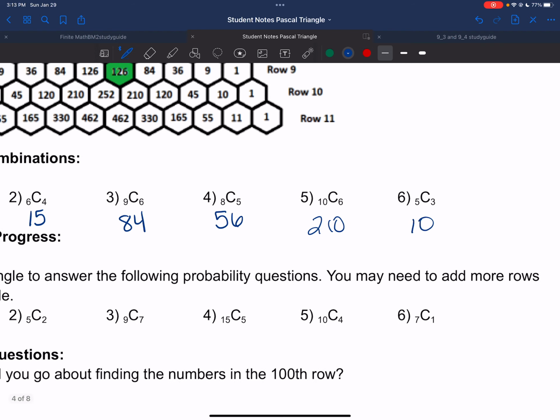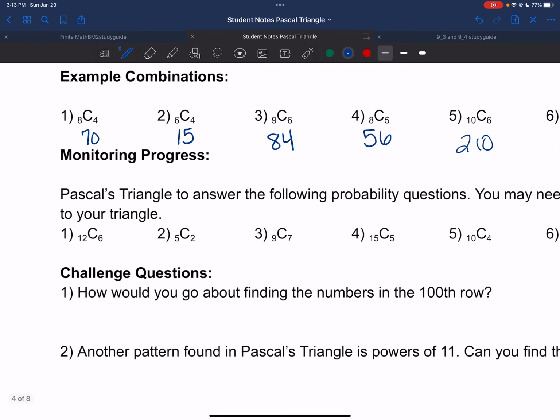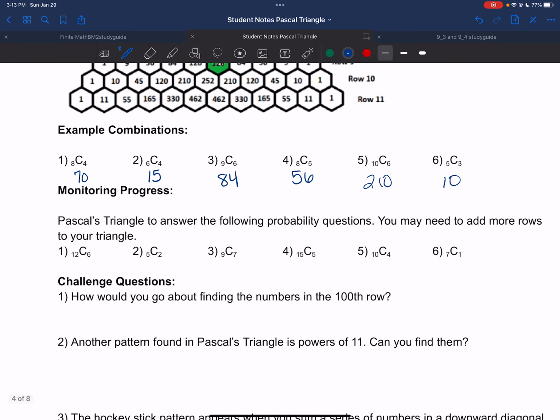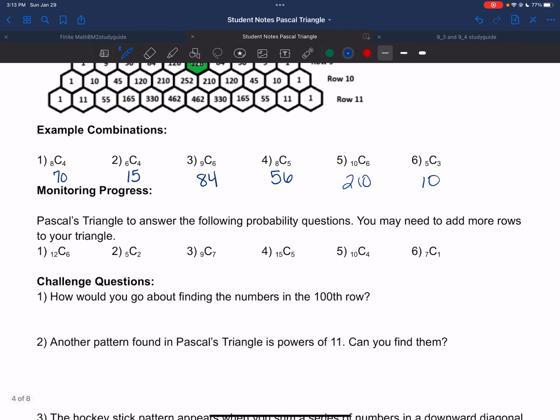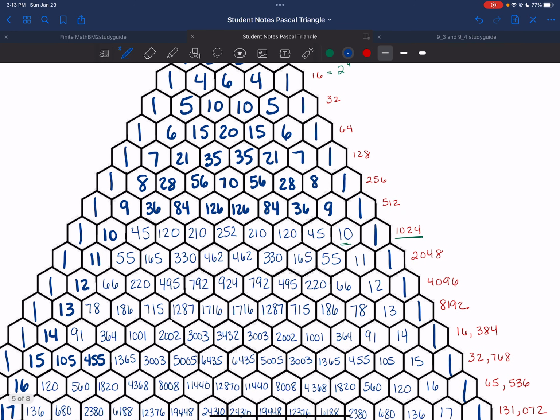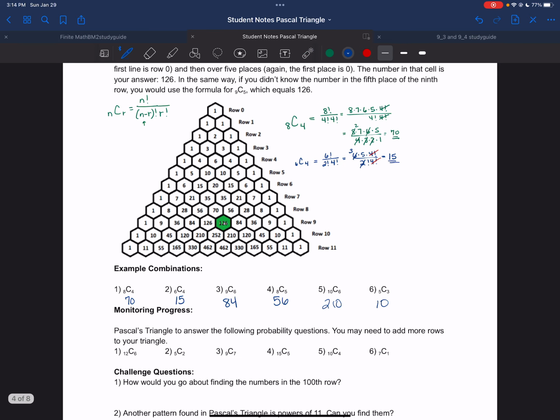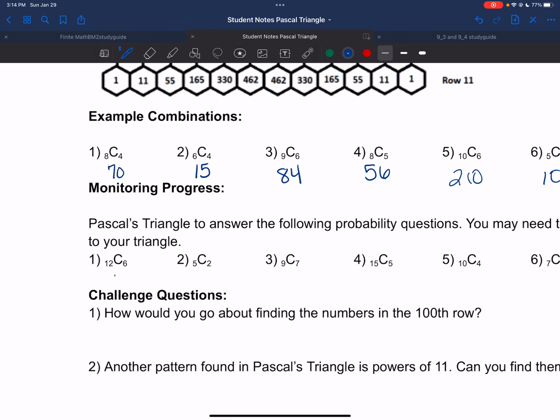Okay, so I want you to go ahead and pause the video and see if you can go through and find those combinations. All right, let's go ahead and go over those numbers. This 12C6, this is why we had you build this one, because on row 12, you would have to go in 6 positions. So 1, 2, 3, 4, 5, 6. 924 would have been your answer for that one.